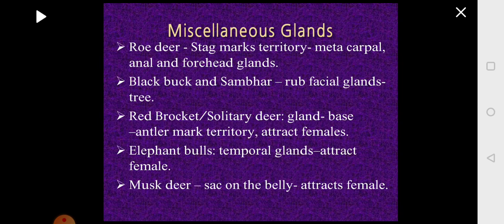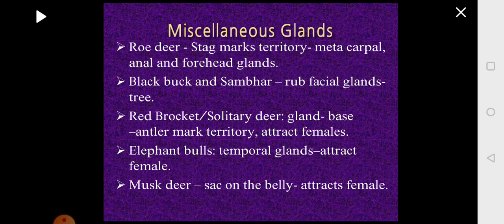Black buck and sambar have special glands on the face region. It will rub the facial glands on the tree to mark the territory. Red brocket or solitary deer has glands at the base of the antlers, that is the horns. At the base they have glands which release pheromones to attract the females.